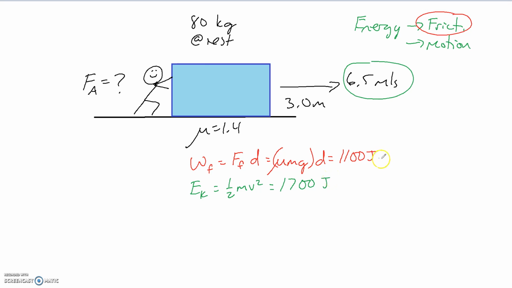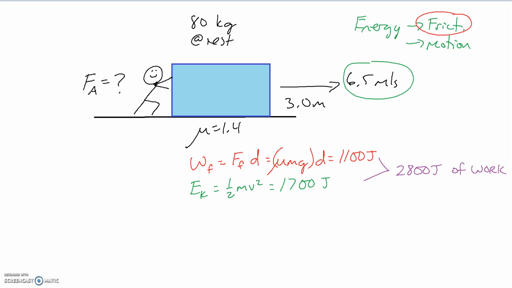Now, both of these energies came from the guy. That's how much work he did. So if I put those two together, he did 2800 joules of work all together. So it doesn't really matter where that energy went to. All that really matters is it came from him.